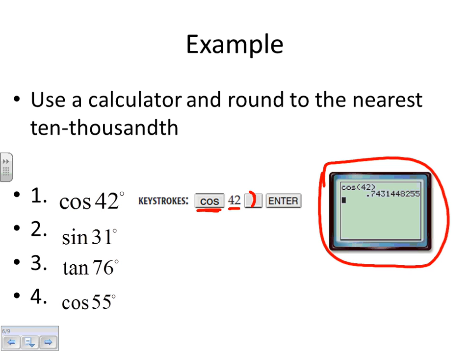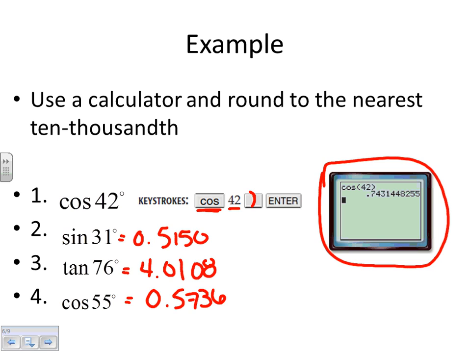Okay, so now we've got all our calculators together. I want you to try 2, 3, and 4 for me, rounding to the nearest 10,000ths. When you're finished, replay me for the answer. So sine of 31 is 0.5150. Tangent of 76 is 4.0108. And cosine of 55 is 0.5736.